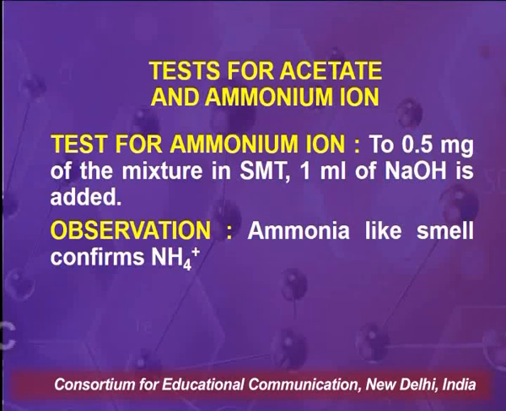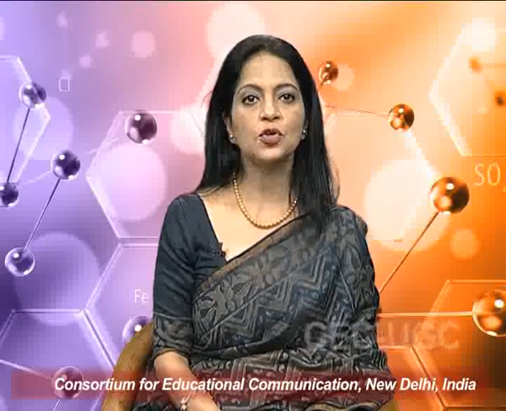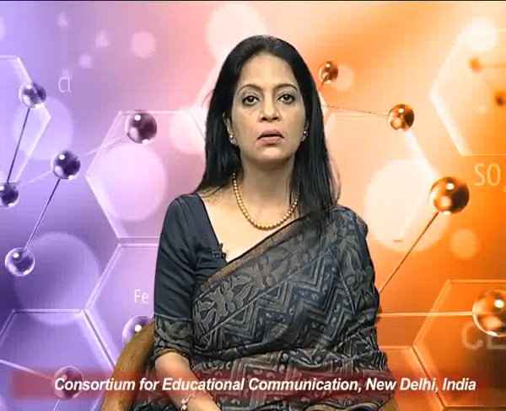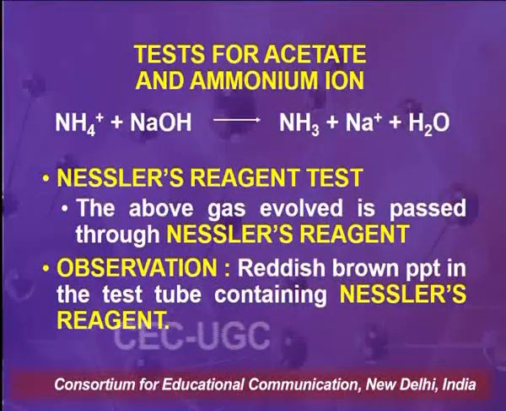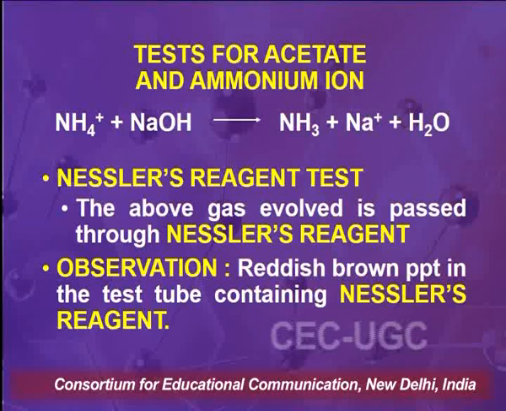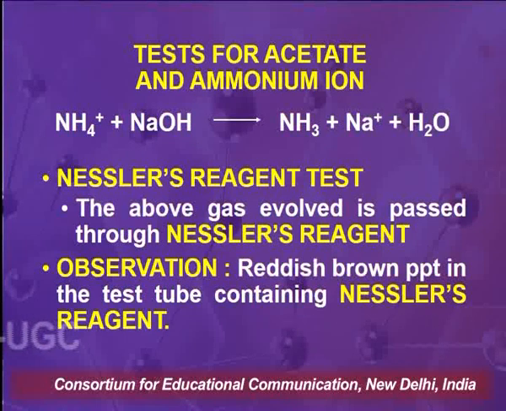In the test for ammonium ion, to 0.5 milligram of the mixture taken in a semi-micro test tube, 1 ml of NaOH solution is added. If an ammonia-like smell is observed, it confirms the presence of ammonium cation in the mixture. The reaction of ammonium with NaOH releases ammonia gas, which gives the smell of ammonia. Another confirmatory test for ammonium is the Nessler's reagent test.